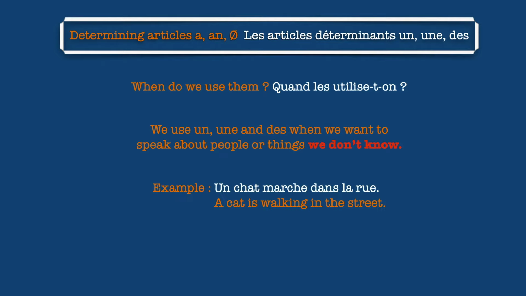Here is an example of a sentence with the word. Un chat marche dans la rue. A cat is walking in the street. So, because we use an indefinite article, we know that we are speaking about a cat we don't know.